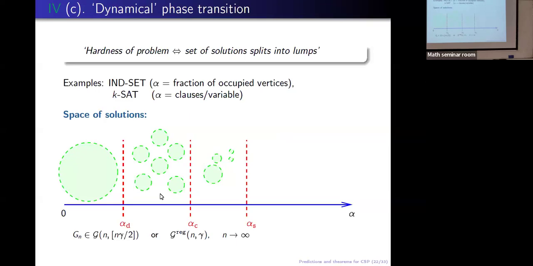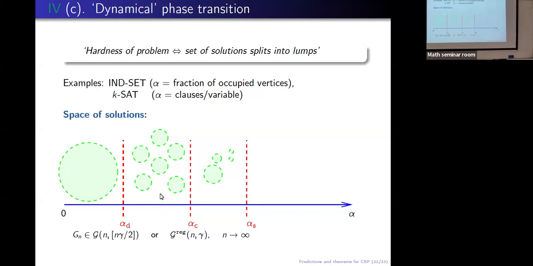There is another prediction, related, this is more vague, but another prediction which applies to independent set and K-SAT, the two problems I mentioned, also to MAX-SAT, is that the hardness of the problem is related to the set of possible solutions splitting into lumps. What does it mean? You look at the parameter alpha, which represents here the number of constraints per degree of freedom. In independent set, it's a fraction of occupied vertices. Every occupied vertex causes some constraint because it doesn't allow other people to be occupied. And in a K-SAT problem, it represents the number of constraints or clauses related to the number of variables.